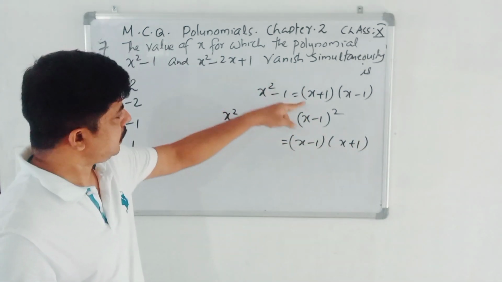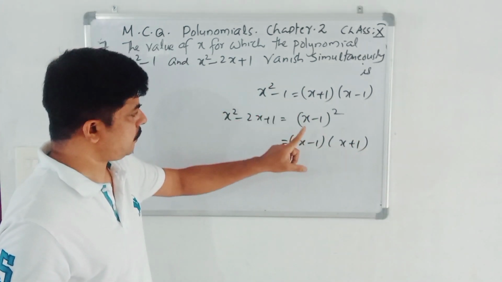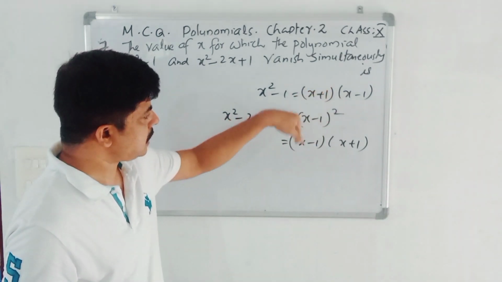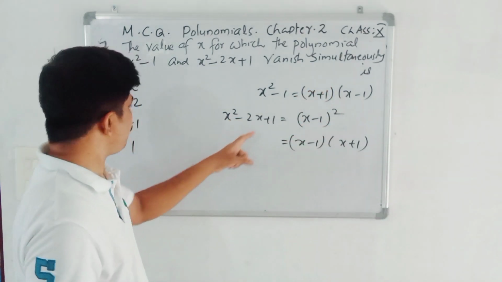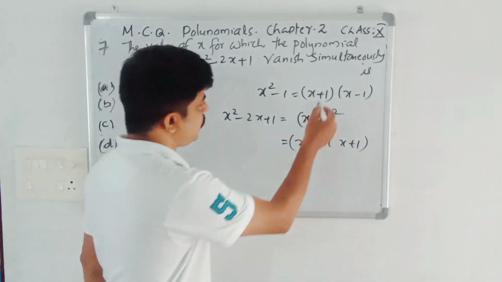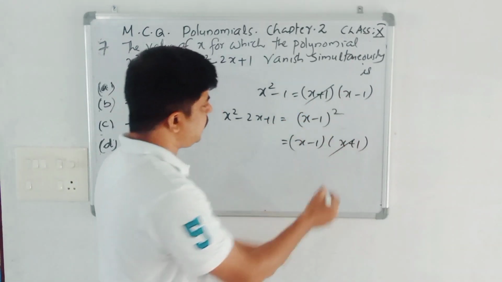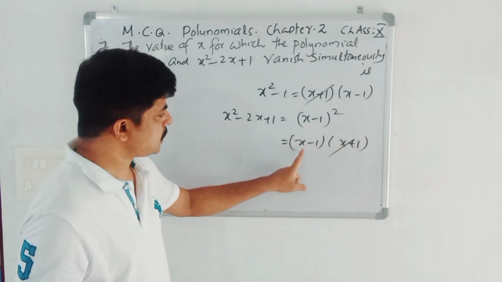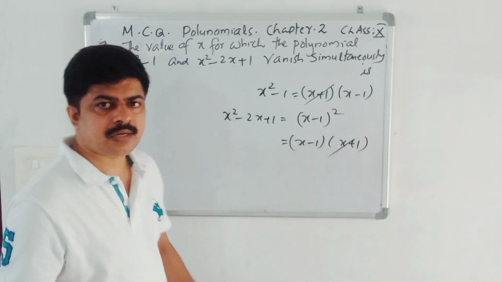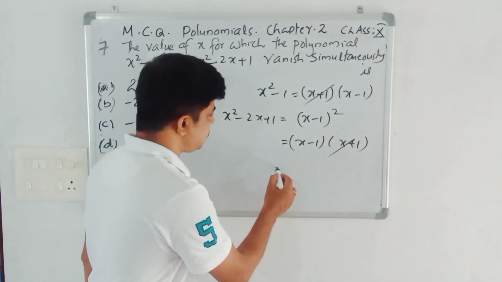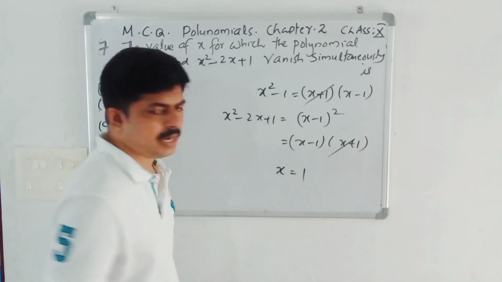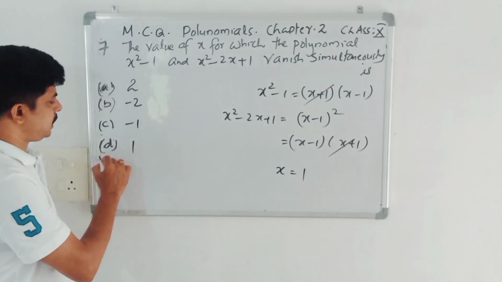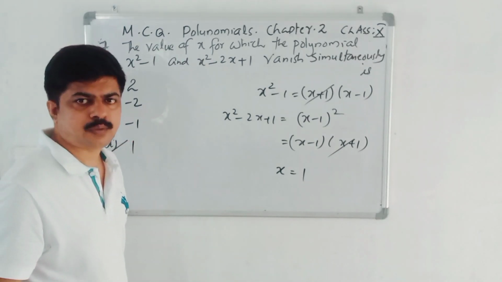Both polynomials should vanish, and vanish means become 0. We can cancel the common factor, x minus 1, and this is the value of x for which both become 0. If we put x equal to 1, then 1 minus 1 is 0. Therefore, our correct answer is x is equal to 1. Our correct option is D.